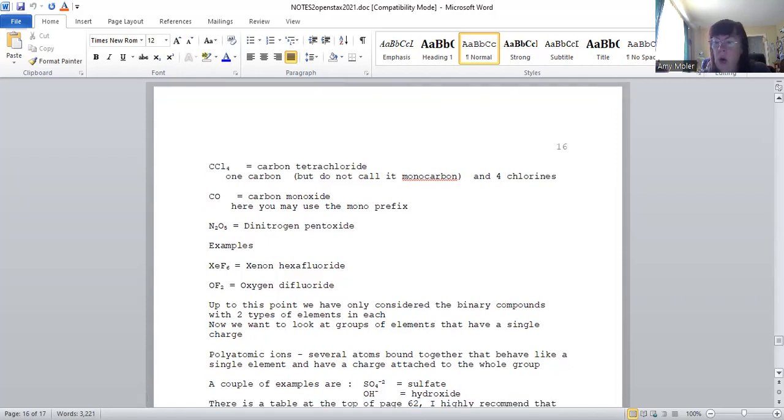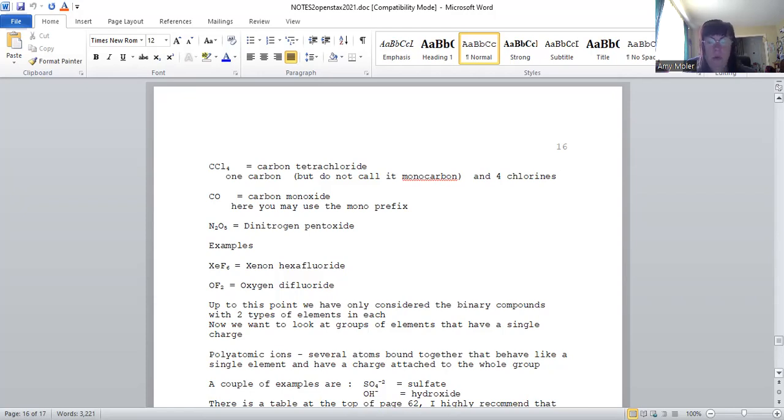How about CO? No, this is not a cobalt molecule, or atom rather. This is an atom of carbon combined with an atom of oxygen. You are allowed to use mono if you have a single atom of the second element, hence carbon monoxide. They delete the second O to make it a little bit easier to pronounce.